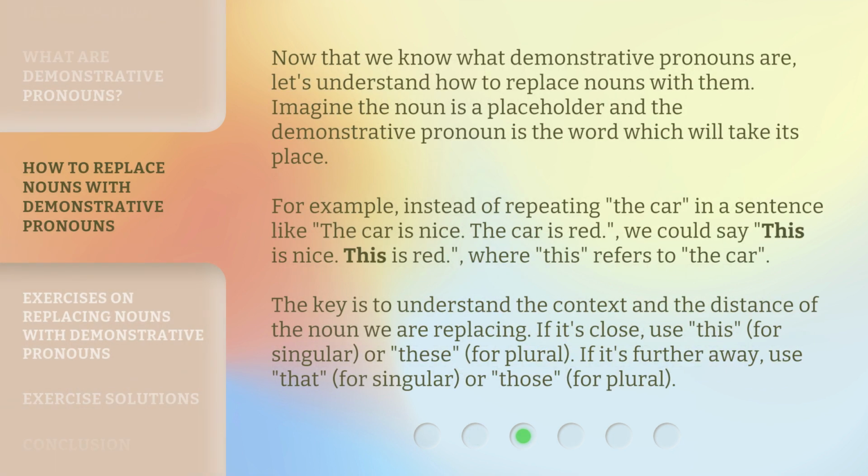Now that we know what demonstrative pronouns are, let's understand how to replace nouns with them. Imagine the noun as a placeholder and the demonstrative pronoun is the word which will take its place. For example, instead of repeating "the car" in a sentence like, "The car is nice. The car is red," we could say, "This is nice. This is red," where "this" refers to the car.